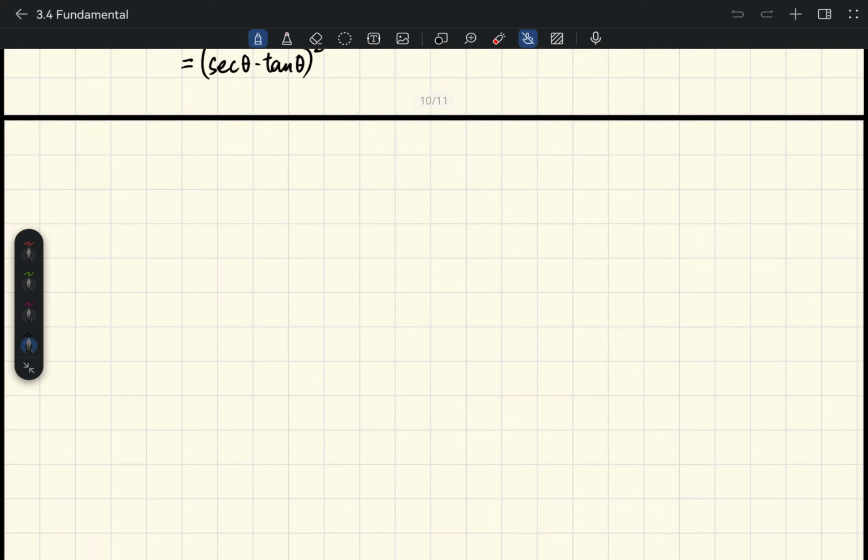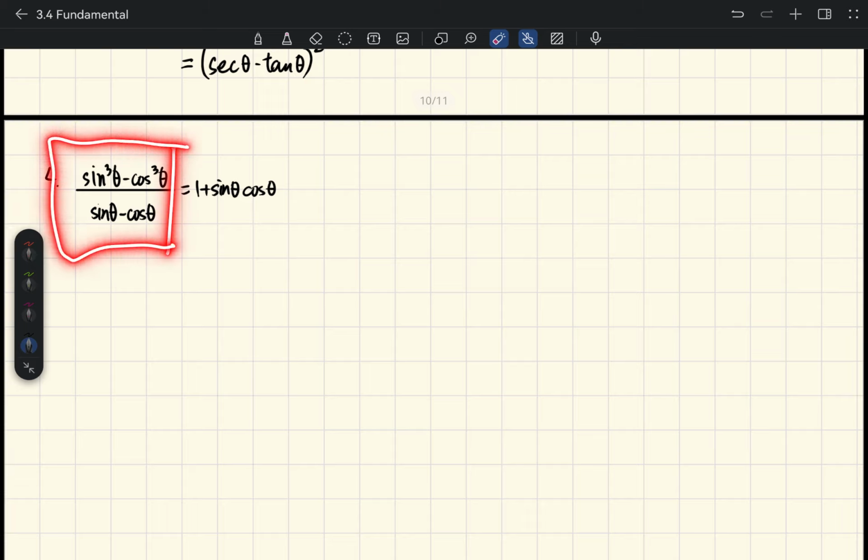One last identity to prove. Let's prove number 4. We have sine cube theta minus cosine cube theta all over sine theta minus cosine theta equals 1 plus sine theta cosine theta. So let's observe this identity right here.